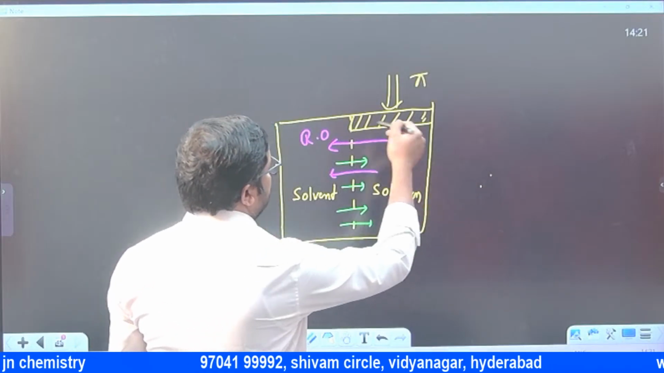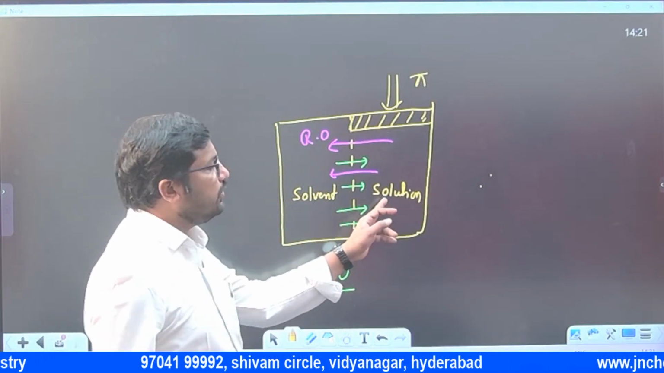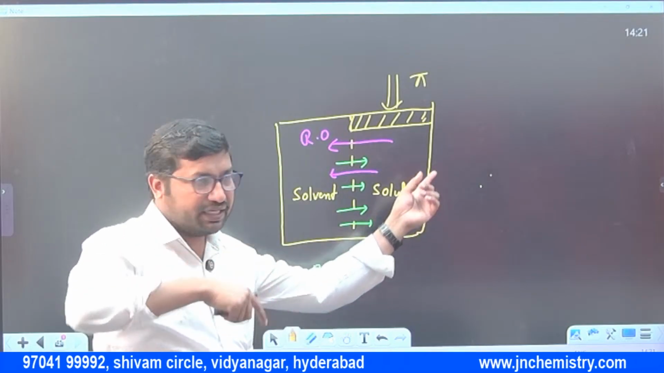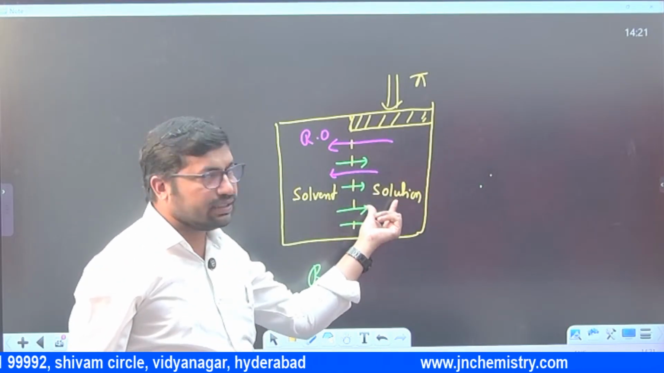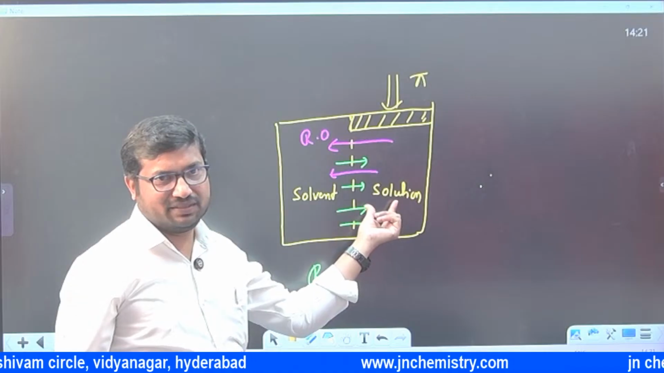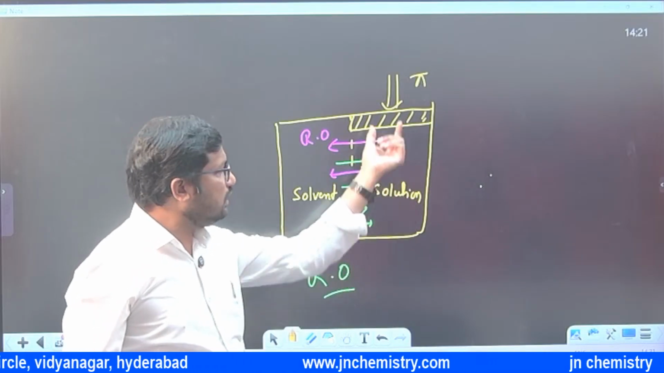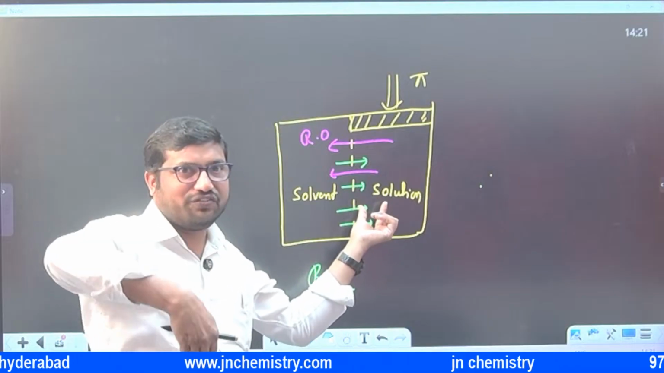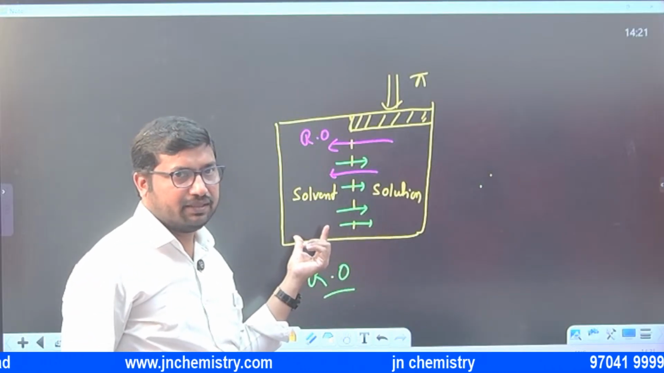Imagine, here is the solvent, here is the solution. How did the solution come about? Whatever solute we want to calculate for, we add here, and it becomes a solution. Pure solvent, solution. Based on that, osmotic pressure purely depends on how much solute we added. Based on that, it's different.